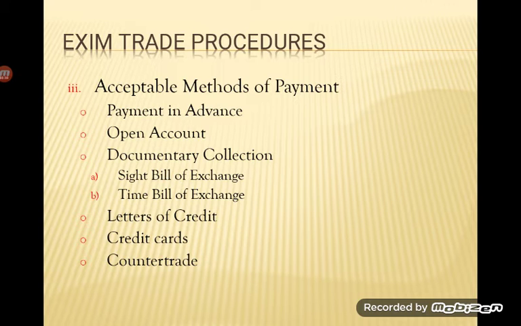Then we have the open account. Open account is a contradiction to the previous one, where the payment will be made at a later stage, once the importer receives the commodities, the goods. That is, after the importer obtains delivery of the goods from the exporter, if he makes the payment, then it is called an open account. So first he receives, then makes the arrangement for payment. That is also accepted.